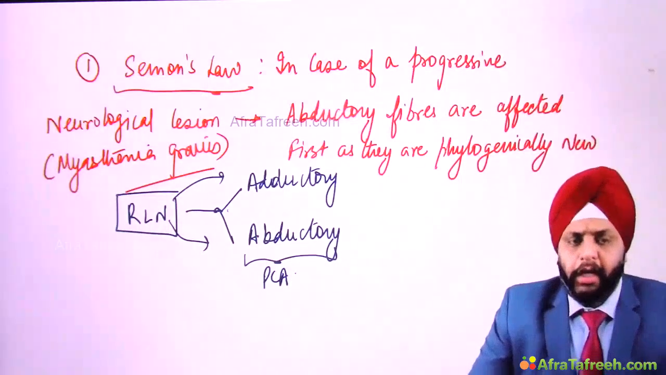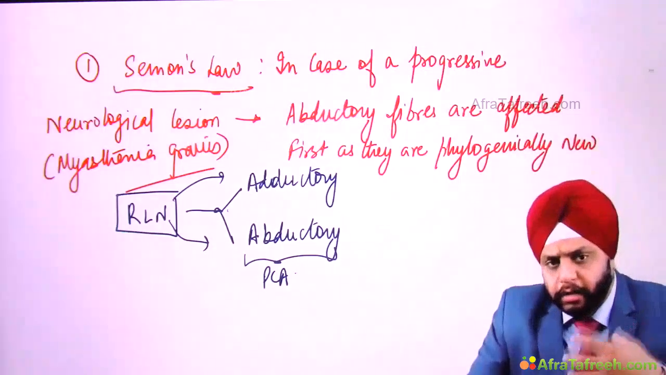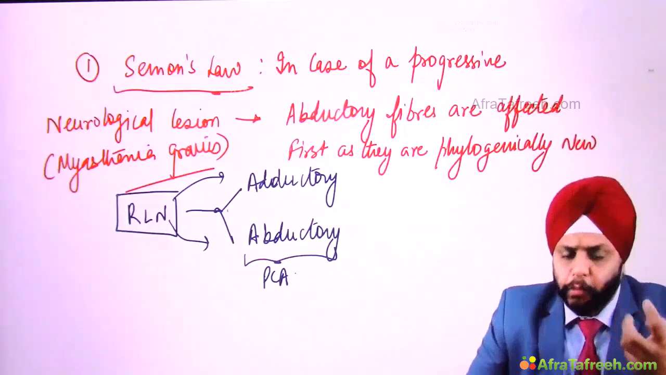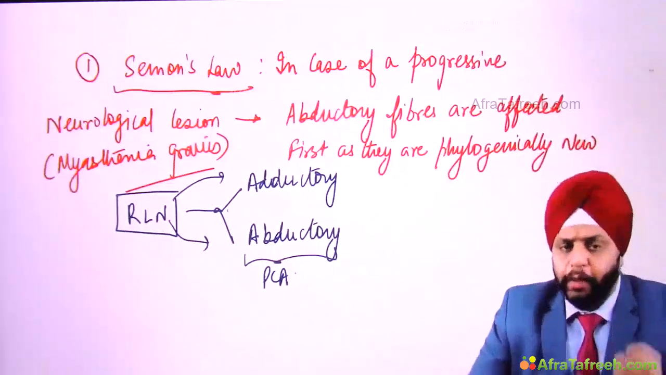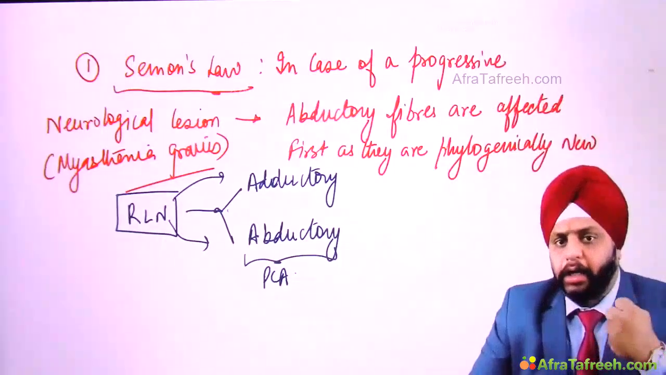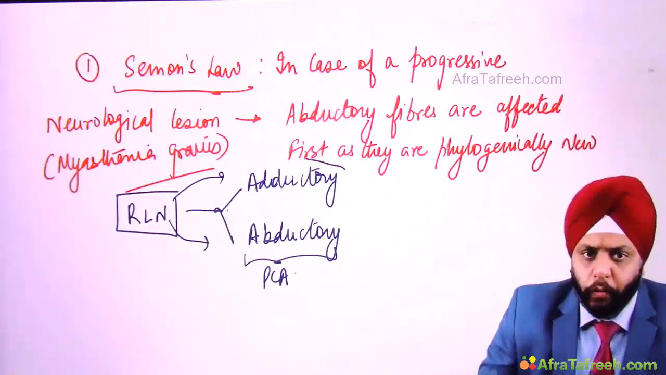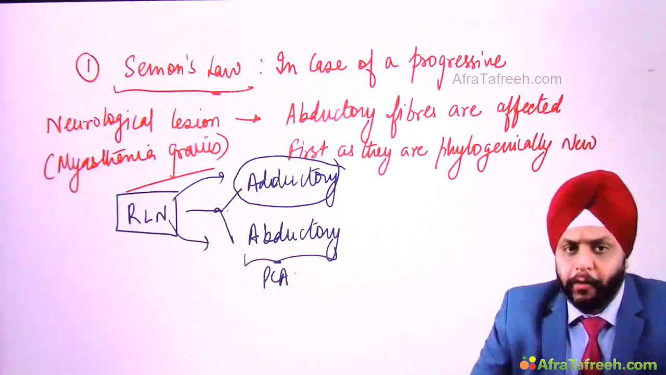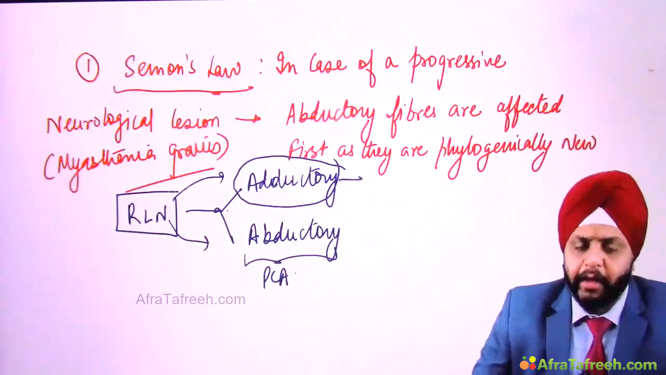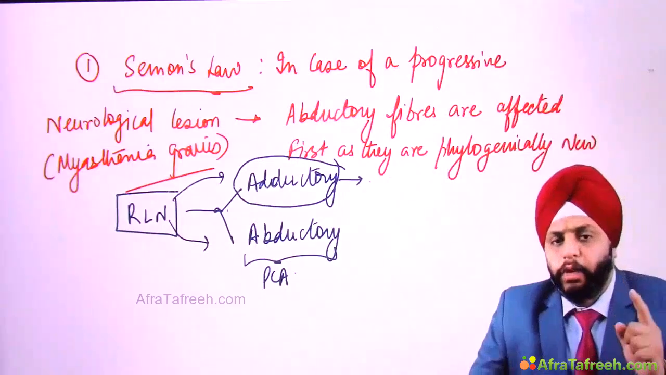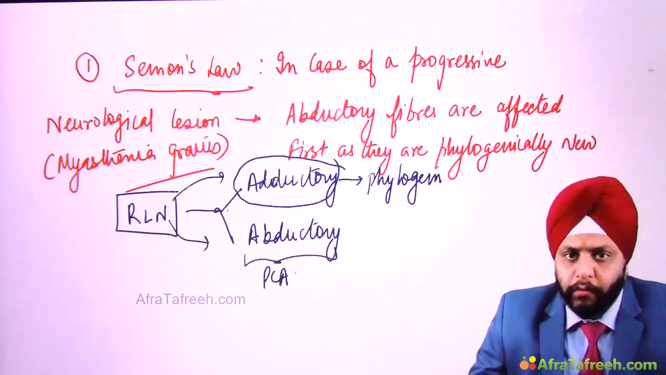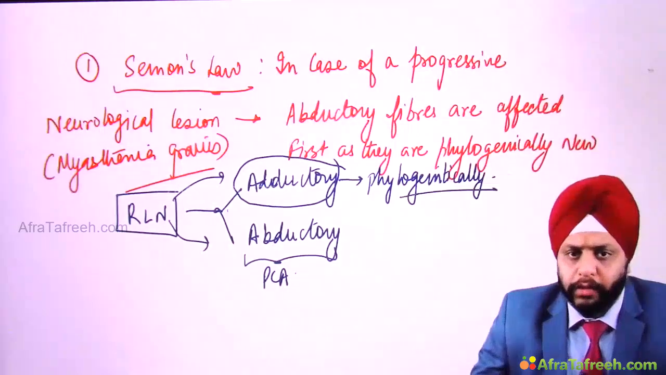Now, it then means to say that the primary function of the larynx is protection of the airway. To protect the airway, to prevent any foreign body from entering into the airway, what action do we need? We need the adduction. We need these adductory muscles. So they will contract, they will stop the entry of any foreign body. So Siemens said that the function of adduction is an old function. This is the primary function. So phylogenetically this is an old function.